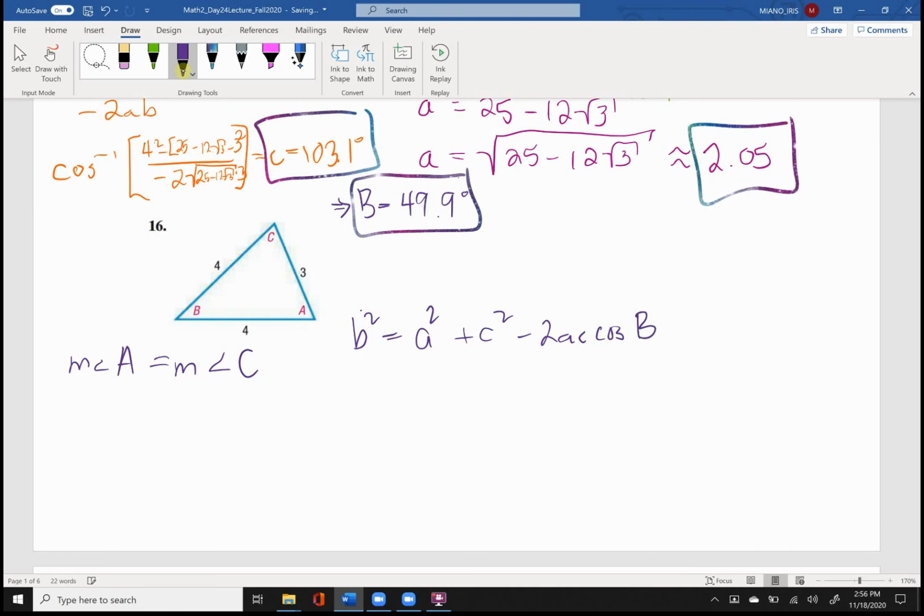Okay, so just for funsies, let's go ahead and plug in the numbers here, and then we'll solve for B after the fact. I think people might enjoy that a little bit better than going through this rigmarole, solving it all algebraically and then typing in your calculator. Maybe not so fun. Okay, so B is 3, so we'll have 3 squared equals A is 4, and C is 4.